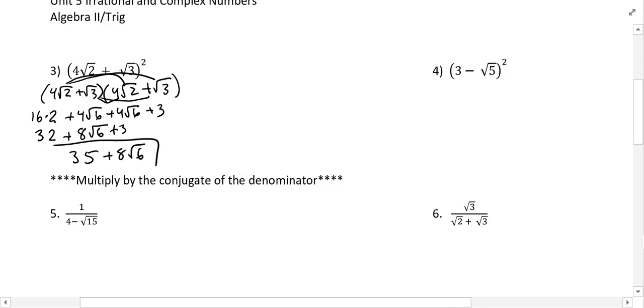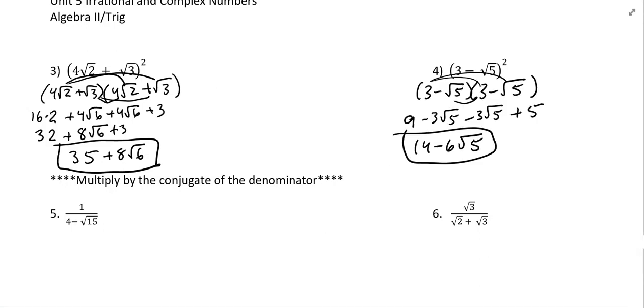All right, so when you're ready, I want you to try number 4. Remember, write it out twice and distribute. So pause the video and solve it. Okay, so let's see how you did. Hopefully we got 14 minus 6 rad 5.